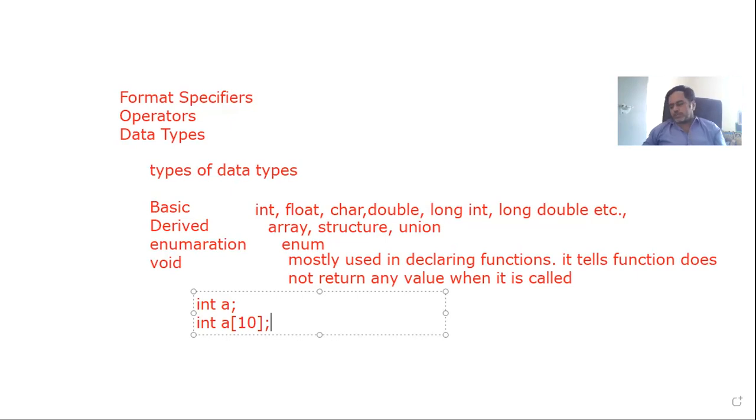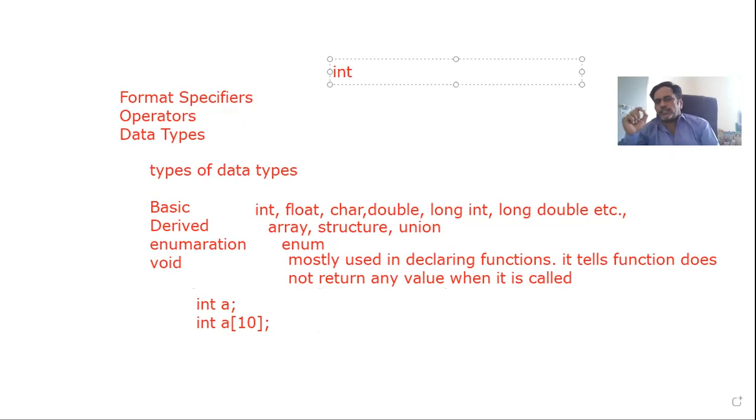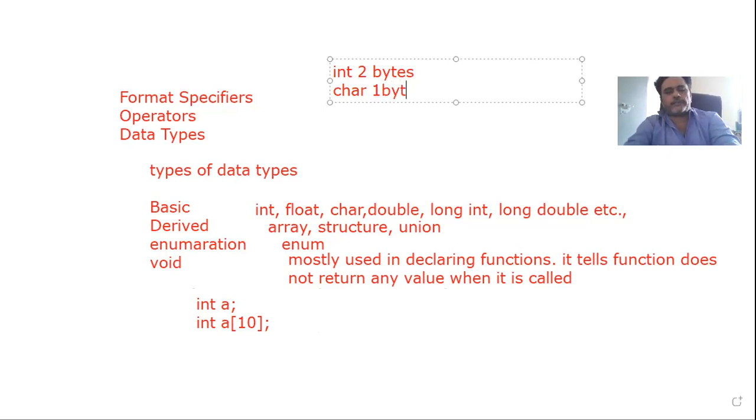Here each and every data type has a different number of memory locations. It means that integer needs some memory size, character will occupy some memory, float will occupy some memory, double some, long double some, like that. So how can you judge it? These are the rules we have to follow. The first one is the integer. When you declare a variable as an integer, it will occupy 2 bytes of memory. When you declare a character variable, it will occupy 1 byte.